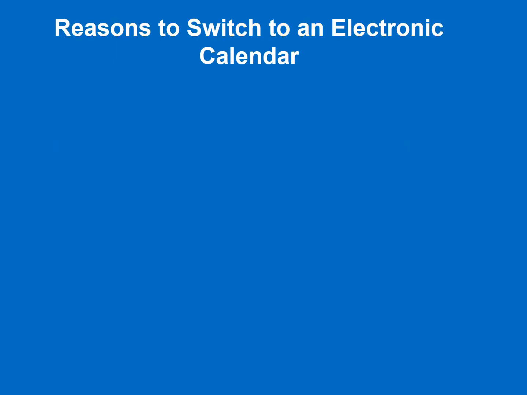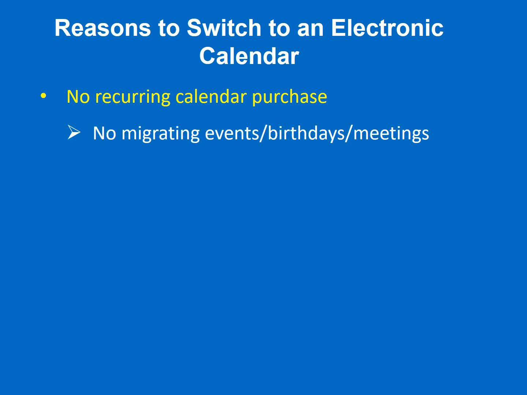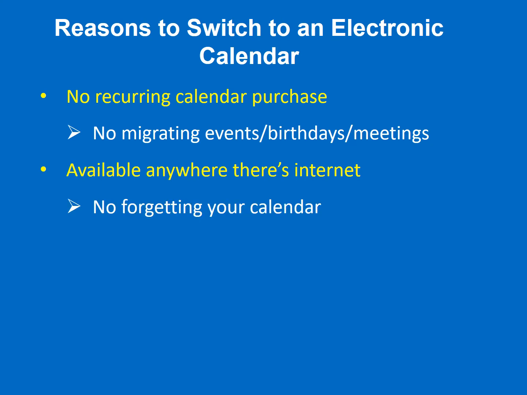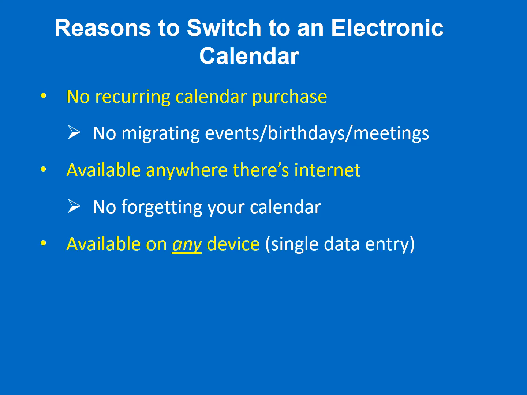So in conclusion, there's several reasons to switch to an electronic calendar, but let's just review them really quick. The first one, no recurring calendar purchase. While that isn't a big expense, the bigger expense is your time migrating the events, birthdays, and meetings into the new paper calendar. And remember, your digital calendar is available anywhere there's internet. Even if you leave your phone behind, you can get on somebody else's phone or computer and get to your calendar. So forgetting your calendar will be a thing of the past, unless you forget your phone, but there again, there's options around that.